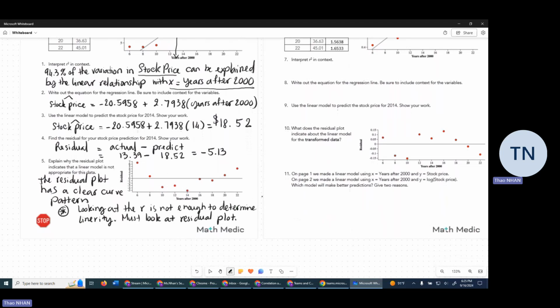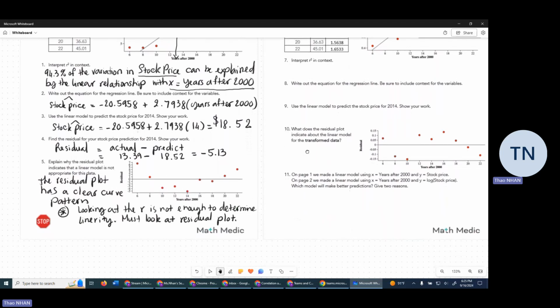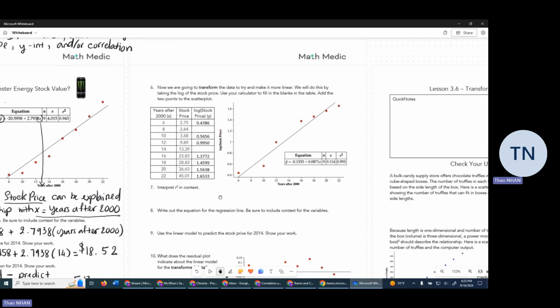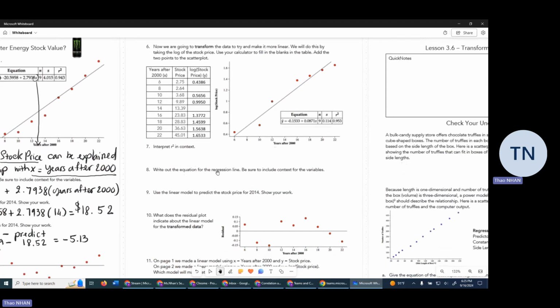You can graph this from your calculator. If you don't remember, please check your Canvas for the videos that went over how to plug in your data, and then also how to get your residual plot, and every other good stuff like your R and R squared and everything. Please check that out on your Canvas. Let's go here to number 6.